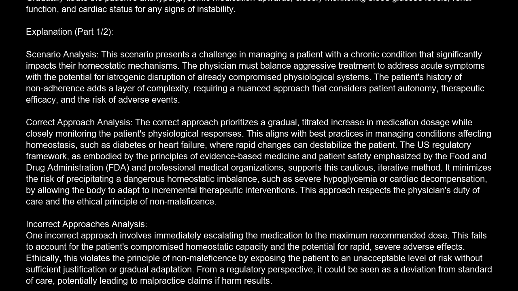Incorrect approaches analysis. One incorrect approach involves immediately escalating the medication to the maximum recommended dose. This fails to account for the patient's compromised homeostatic capacity and the potential for rapid, severe adverse effects. Ethically, this violates the principle of non-maleficence by exposing the patient to an unacceptable level of risk without sufficient justification or gradual adaptation. From a regulatory perspective, it could be seen as a deviation from standard of care, potentially leading to malpractice claims if harm results.